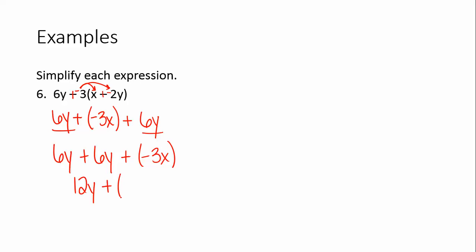And remember, I don't often say plus a negative. I like to write it as a subtraction sign. That's how you'll see it on most worksheets and books. So 12y minus 3x. We have the expression simplified. We cannot combine these final two terms because one has a y and one has an x.